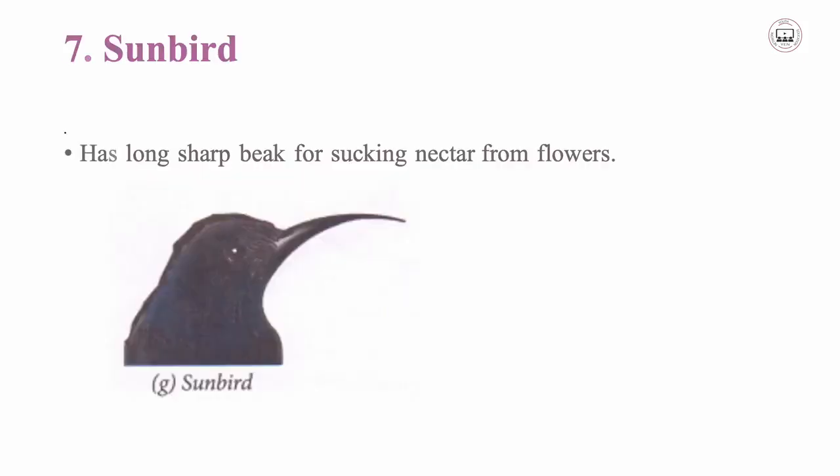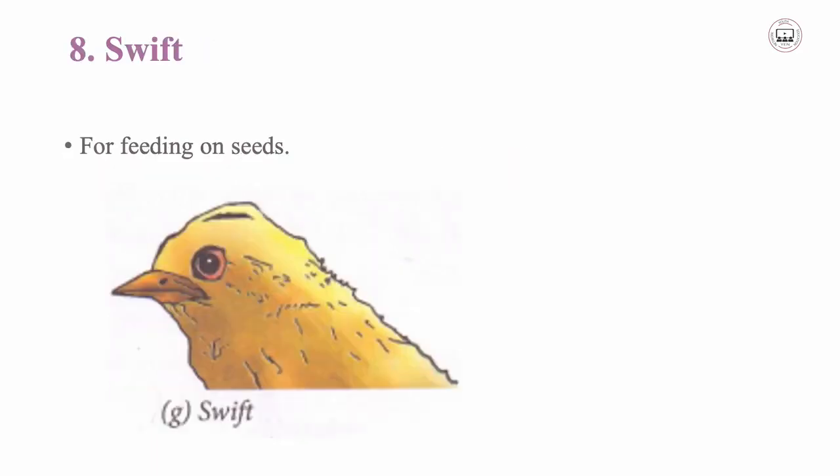And then we have the sunbird. The sunbird has a long, sharp beak for sucking nectar from flowers. They are birds which depend much on the nectar or the juices found in flowers. Then we continue by looking at another type of beak which is found in the swift.